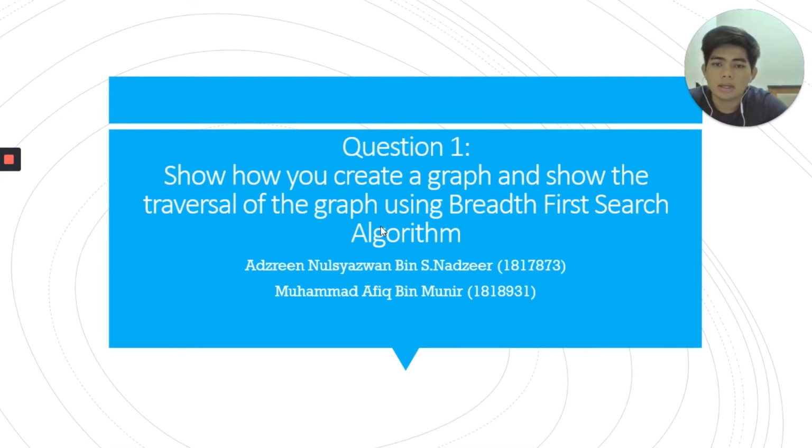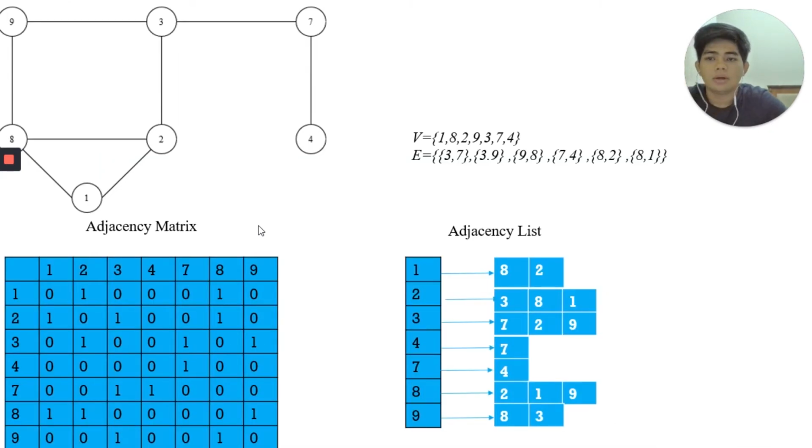We will be doing question 1, which is to show how you create a graph and show the traversal of the graph using the breadth first search algorithm. For our graph, the vertices are 1, 8, 2, 9, 3, 7, 4 and the edges are 37, 39, 98, 74, 82, and 81. And this is its adjacency matrix.